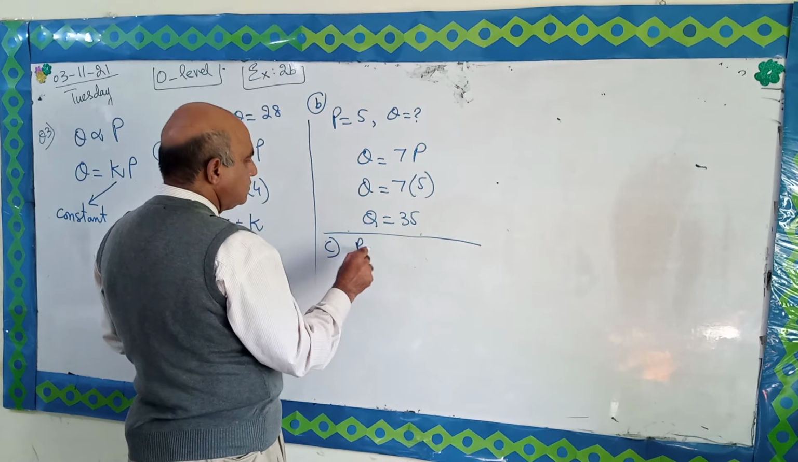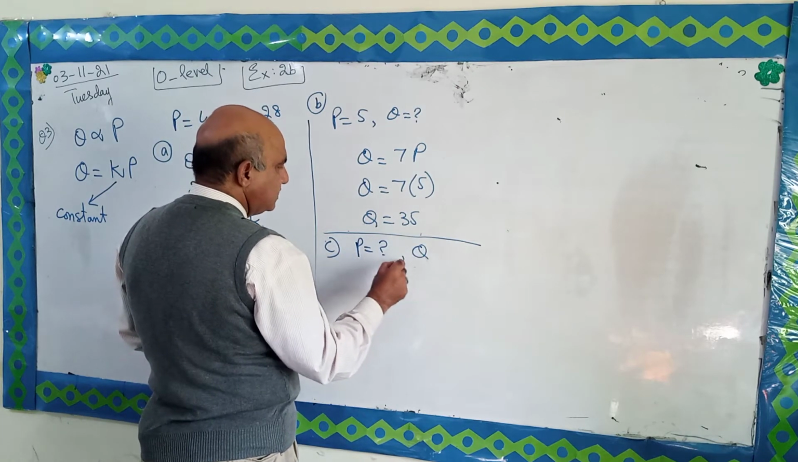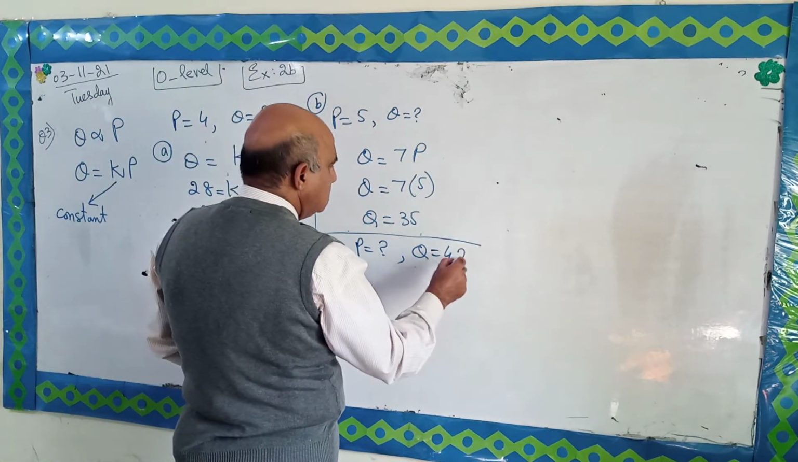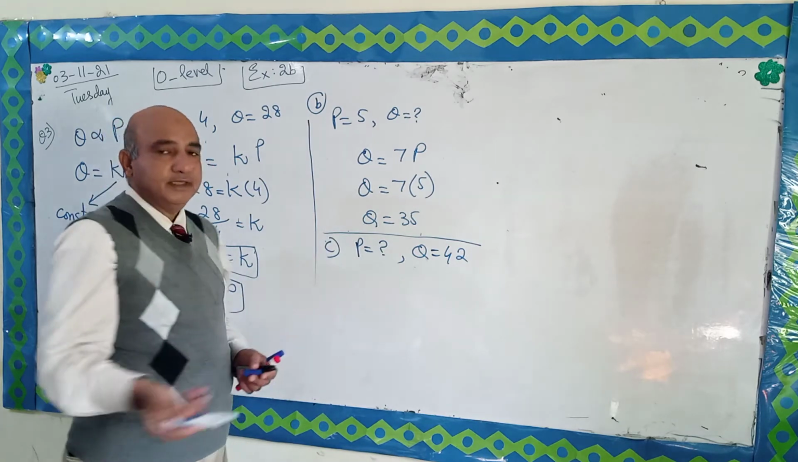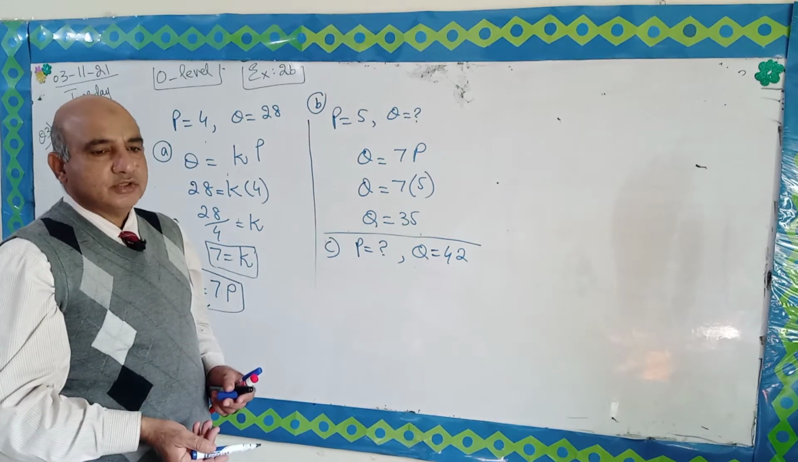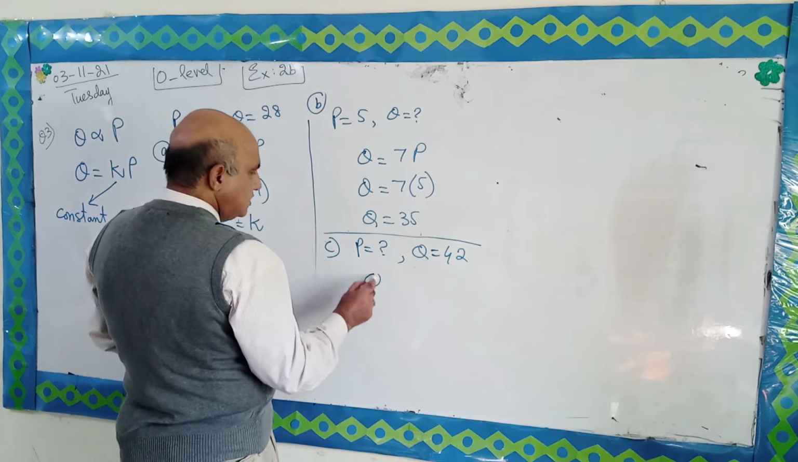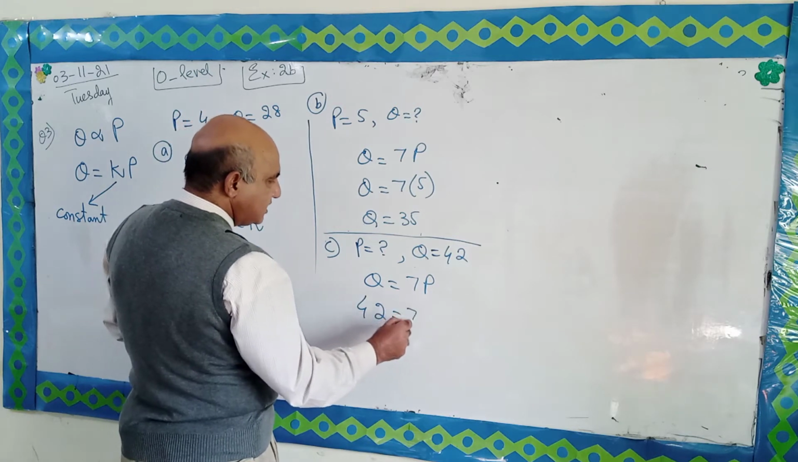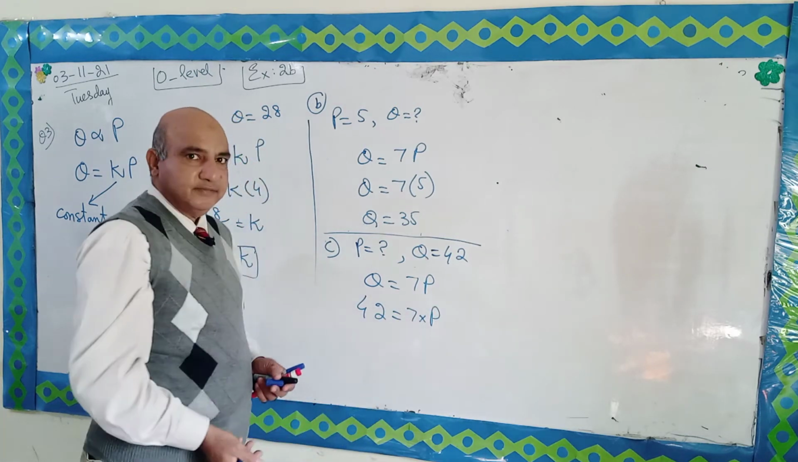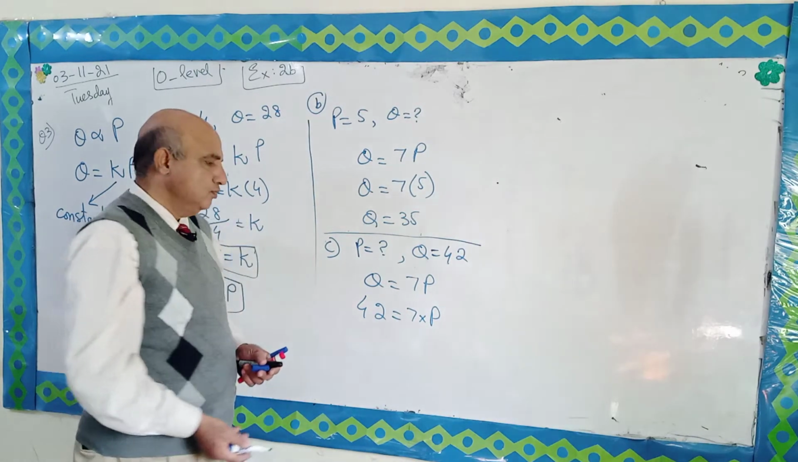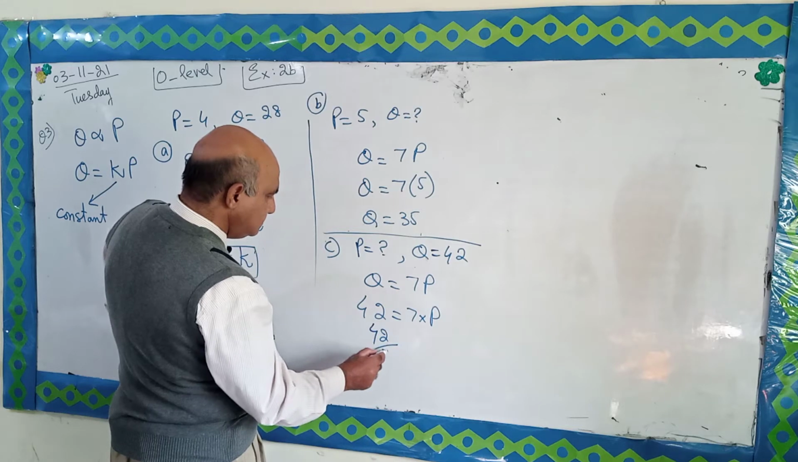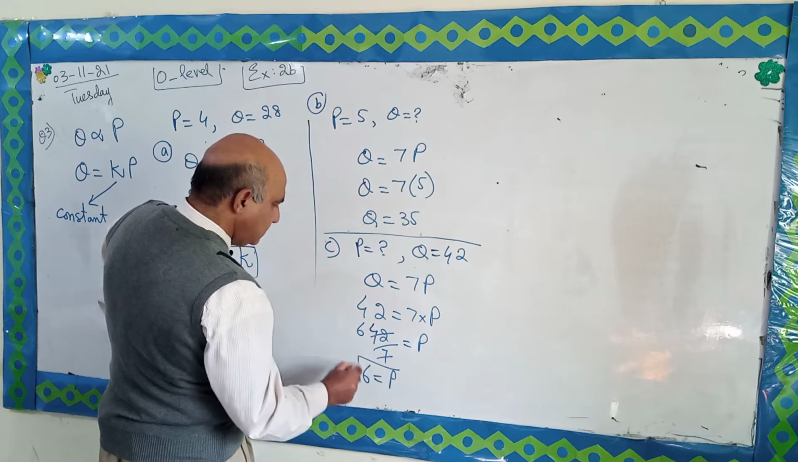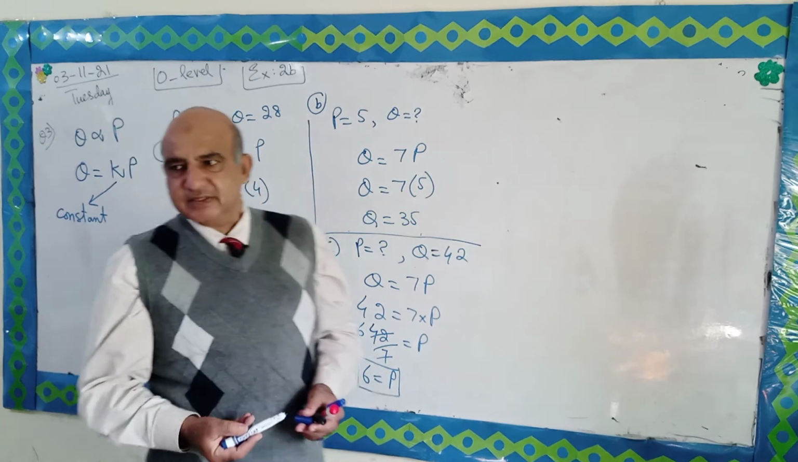Now, part C. In part C he is saying, find the value of P when Q is 42. So again, we write the same equation connecting Q and P, that is Q is equal to 7P. So Q is 42 and 7 into P. We are going to find the value of P, so we divide 42 by 7. 7 sixes are 42. We can write it as P is equal to 6.